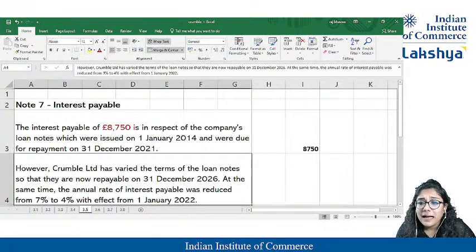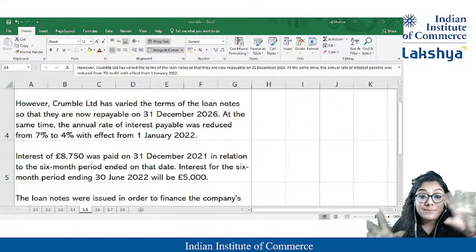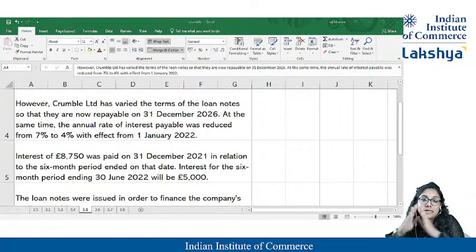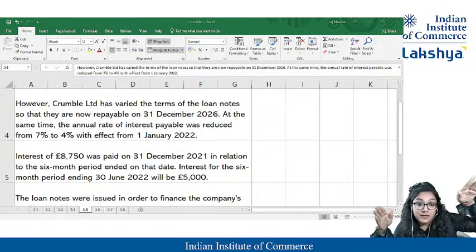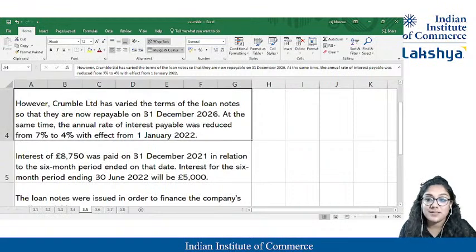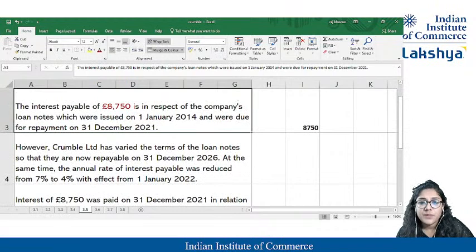However, Crumble Limited has varied its terms of loan. I told you in the question there are some changes. Say I don't want to pay the loans in 10 years, I want to extend it to 15 years, or maybe I want to pay in just 8 years. So there could be variations. However, Crumble Limited has varied the terms of the loan notes so that they are now repayable on 31st December 2026. At the same time, interest rates have also been reduced. Before, you had to pay by 31st March 21.